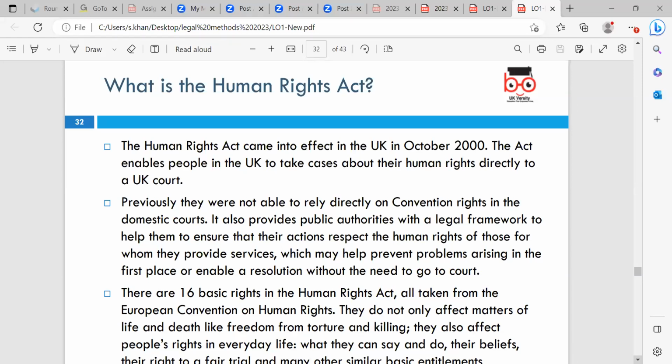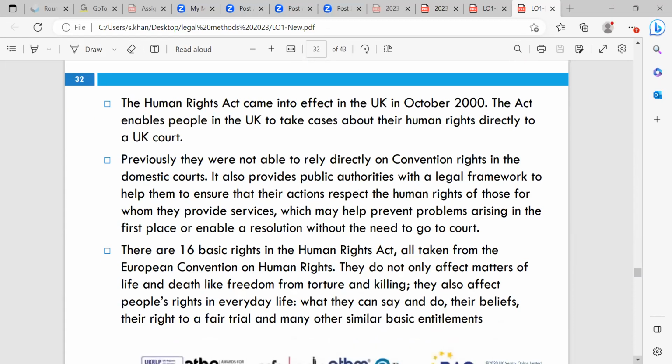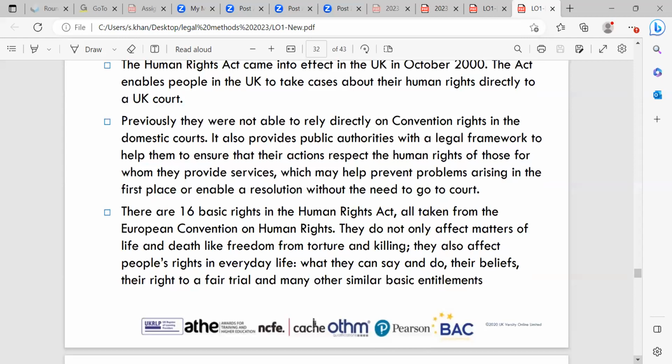Previously, people were not able to rely directly on convention rights in the domestic courts. The Act also provides public authorities with a legal framework to help them to ensure that their actions respect the human rights of those for whom they provide services, which may prevent problems arising in the first place or enable a resolution without the need to go to court. There are 16 basic rights in the Human Rights Act, all taken from the European Convention on Human Rights.